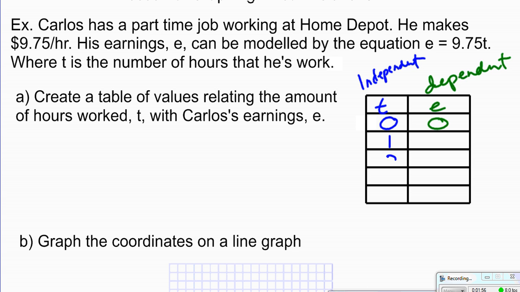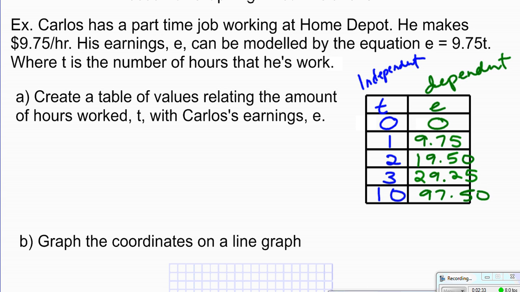So we'll fill it in for 1, 2, 3, and let's do 10 hours, okay? So if he works 1 hour, he's going to make 1 times 9.75, so 9.75. If he works 2 hours, he's going to work 2 times that, so 19.50. If he works 3 hours, 3 times 9.75, we're going to get 29.25. And if he works 10 hours, 10 times 9.75 is going to give us 97.50.